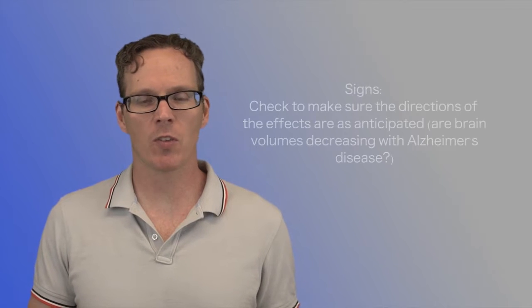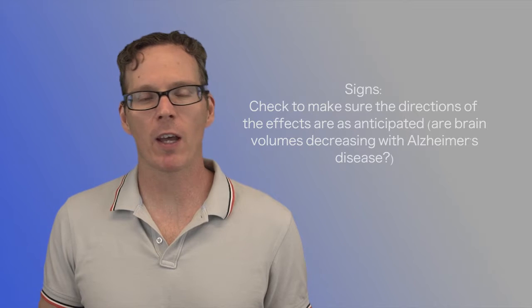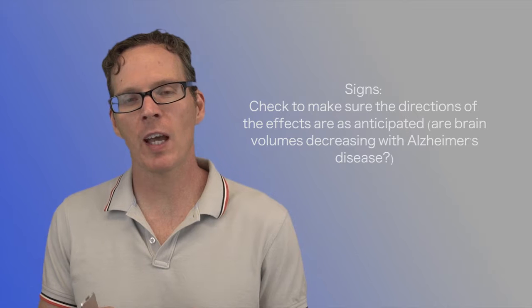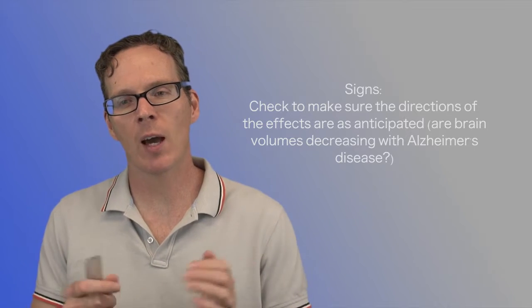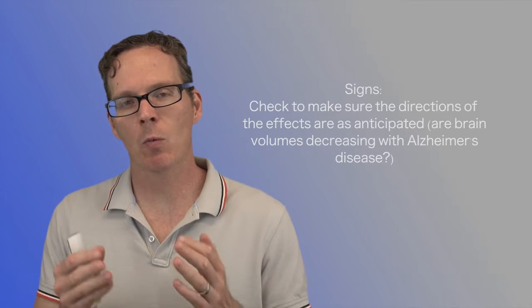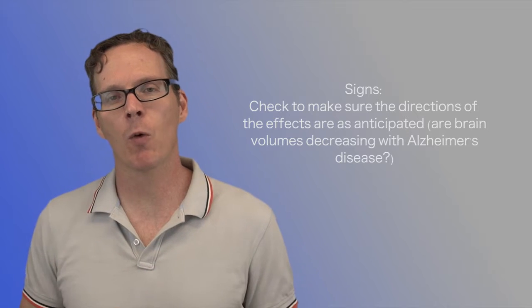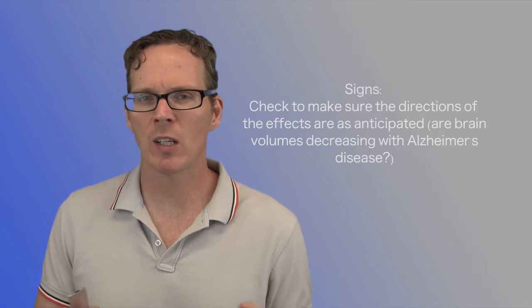So let me just briefly elaborate on this point on checking the signs, the magnitudes, and the units. So the signs, for example, what do I mean by that? I basically mean to check to make sure the directions of the effects are as anticipated. The worst example of this is when the report only gives the output of a regression analysis without actually interpreting the coefficients. Well, the most basic form of interpretation of the coefficient is just checking that it's in the direction that everyone would anticipate that it's in.